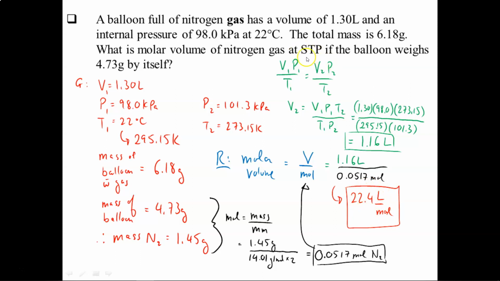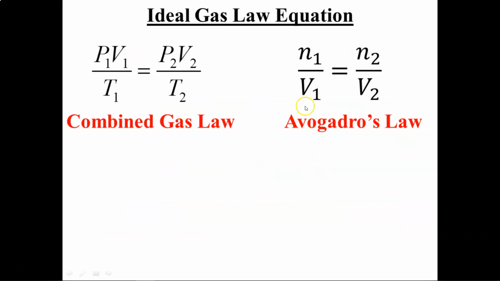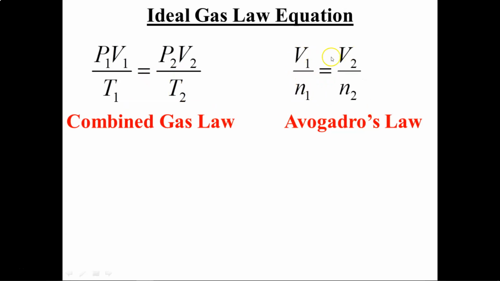You may not need it for every question involving STP, but it is still considered to be a given, even if it's not directly or explicitly given in the question. So we have these two equations now, combined gas law and Avogadro's law. What I'm going to do is switch the numerator with the denominator for Avogadro's law, and now volume appears on the numerator for both equations.